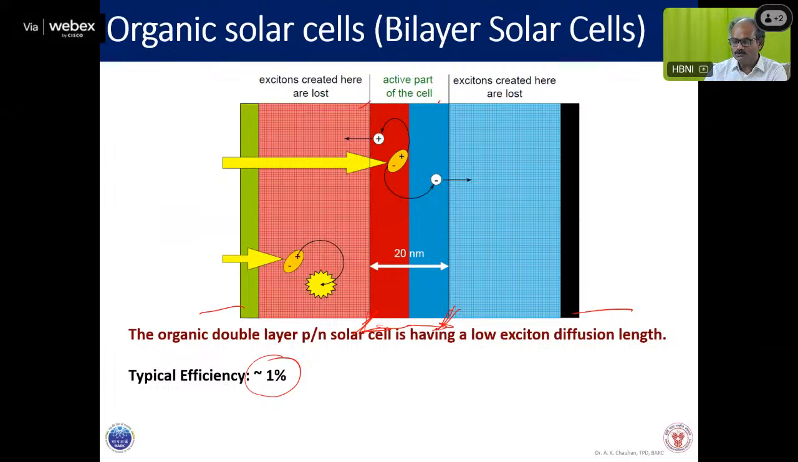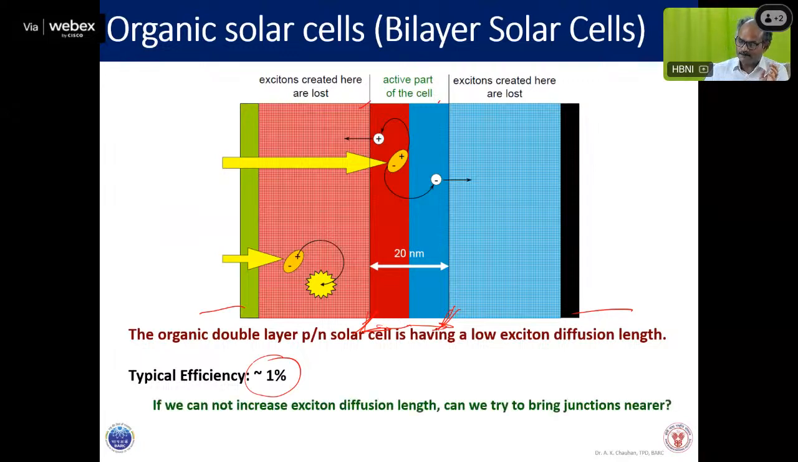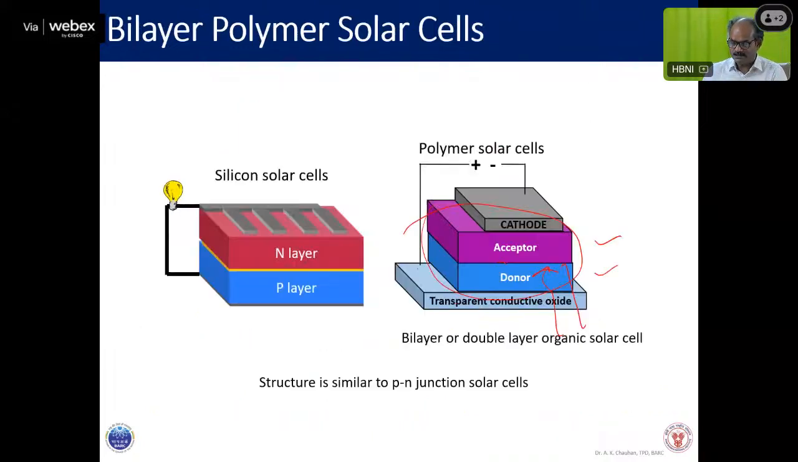So what should we do to overcome this problem? Then came blending. The next approach was the blending approach. If we cannot increase the exciton diffusion length, can we try to bring the junction nearer by blending? Blending means you mix both of them together in place of depositing. In place of depositing like this here and here, you just blend them.